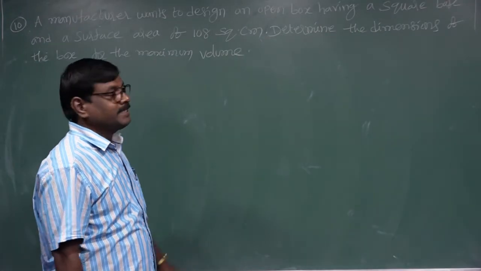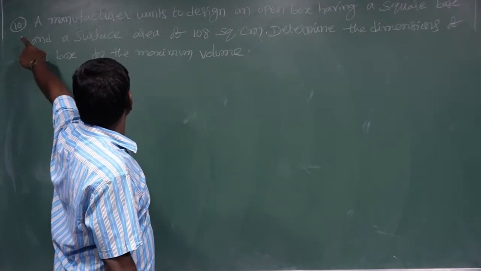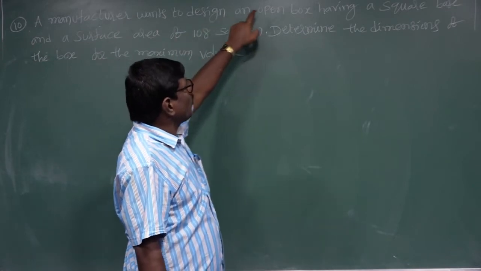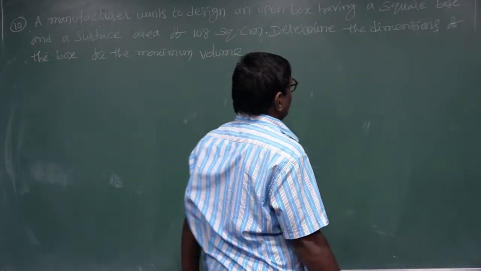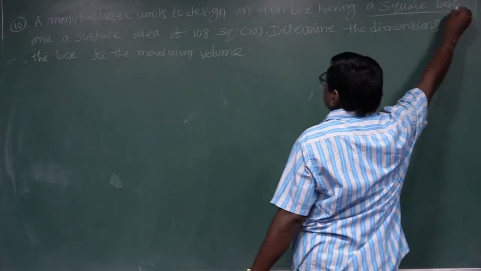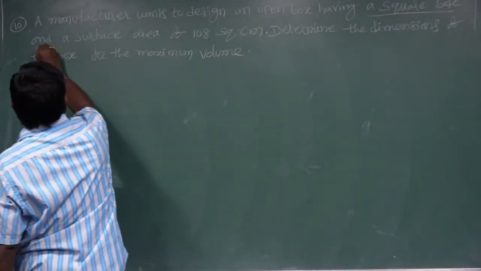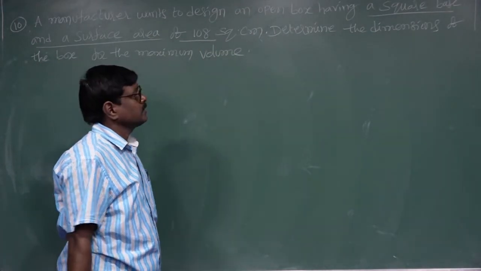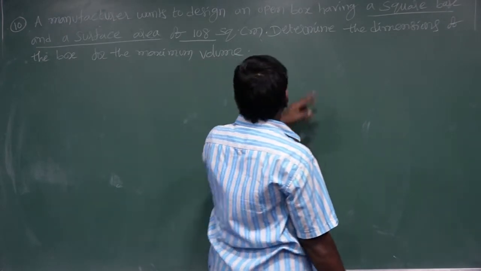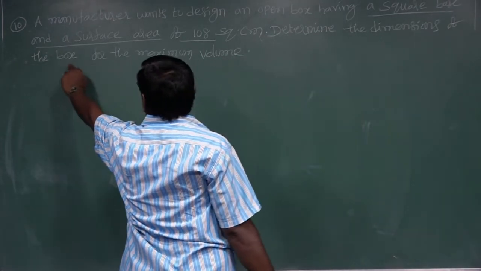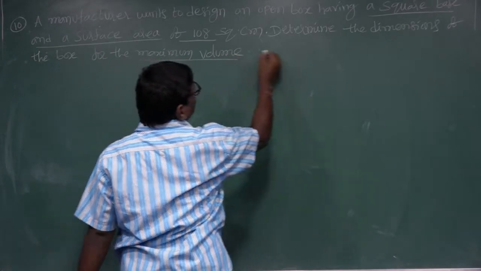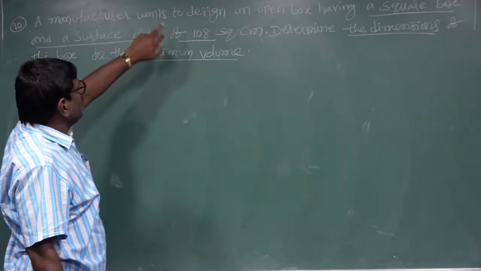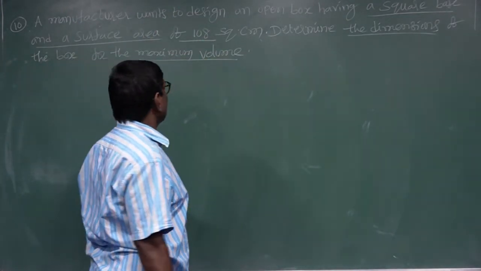Dear students, exercise 7.8, problem number 10. A manufacturer wanted to design an open box having a square base and a surface area of 108 square centimeters. Determine the dimensions of the box for the maximum volume. The manufacturer wants to design the box.